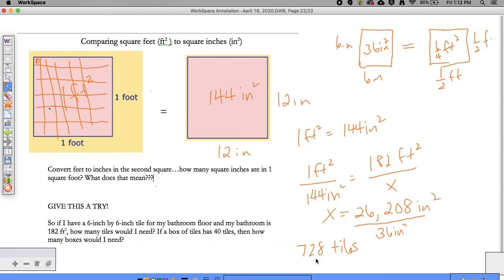And if 40 of them come in a box, I'm going to divide that by 40, right? And that's going to give me 36.4 boxes, which means I need, you guessed it, 37 boxes, because you have to round up, since there's going to be extra tile left over. So that's all there is to it.